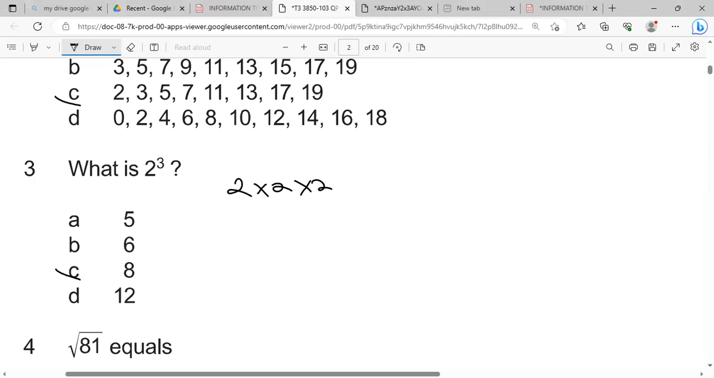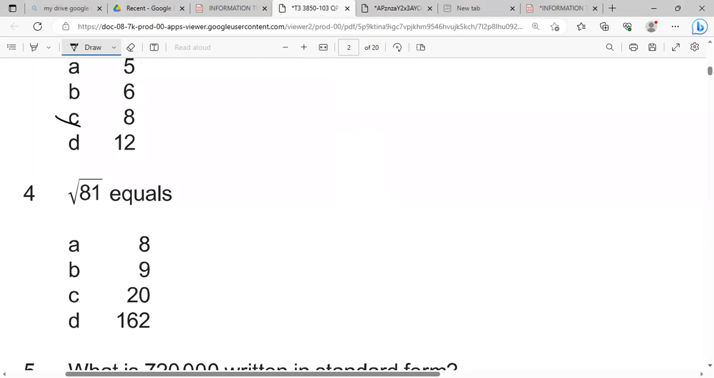Now this one says, what's the square root of 81? What number multiplied by itself gives us 81? Right, and that would be 9. Very, very nice and easy, all right?